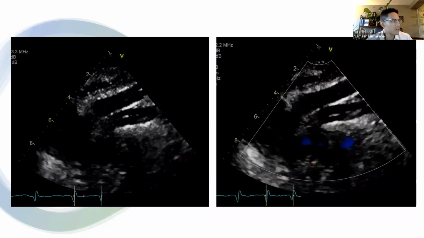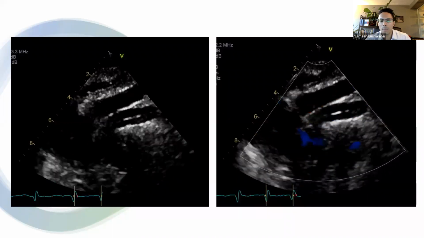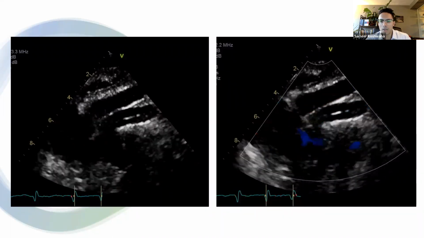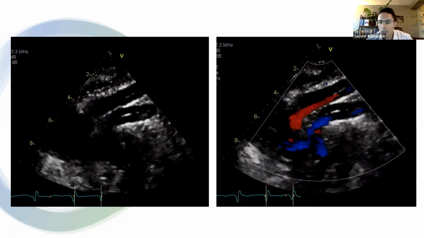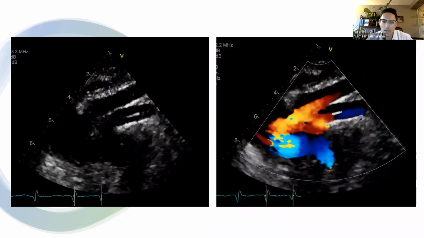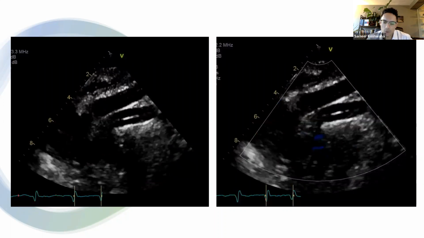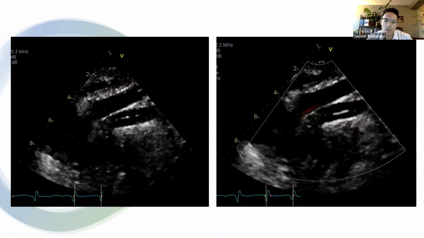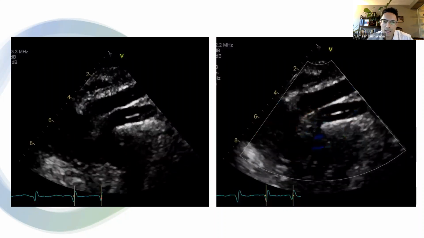This is the same patient as I showed previously. So on the left is the picture without color, and on the right you can see the suprasternal notch view with color Doppler placed over the dissection flap, and you can see how the color very nicely goes through the true lumen, and you can see how that lumen increases in size during systole, but the false lumen shrinks in size during systole and expands during diastole.